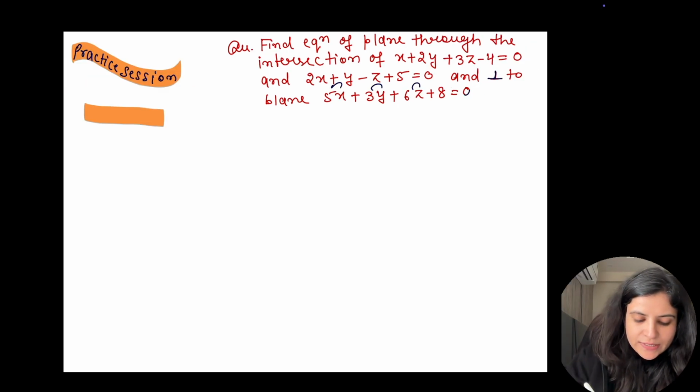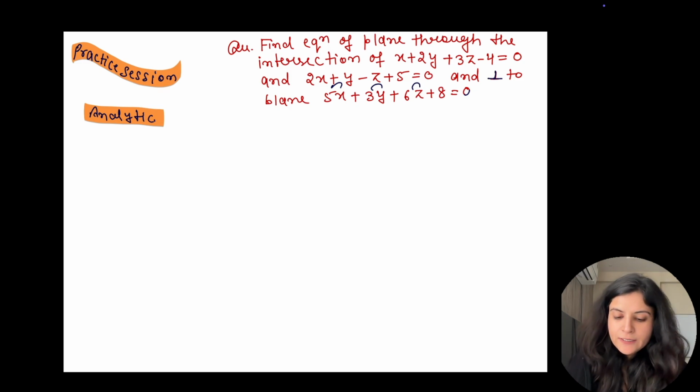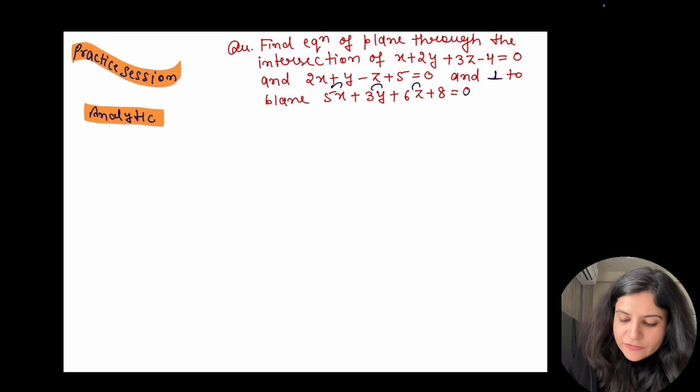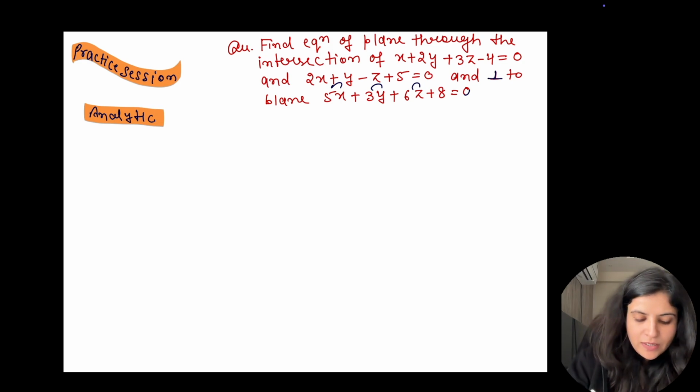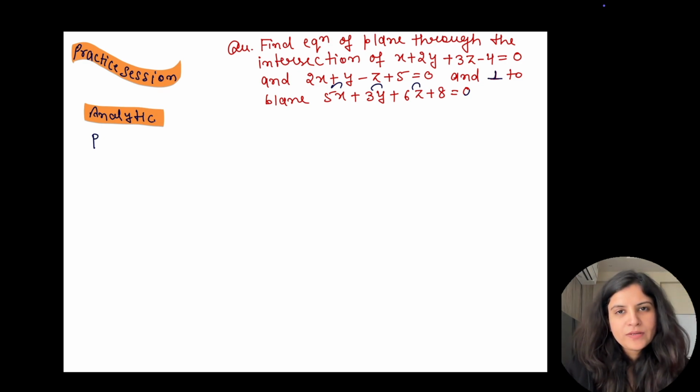It belongs to analytic geometry, जो आपका paper 1 section A में पूछा जाता है. So it's a question from analytic. The question says that find the equation of plane through the intersection of two planes and perpendicular to the third plane. So there is a plane P which is passing through the intersection of P1 and P2.